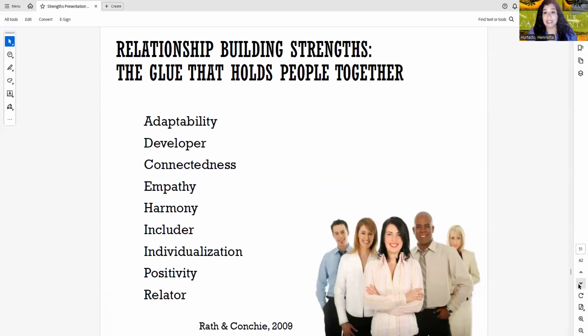Now we have the relationship building strengths, which is the glue that holds people together. You have adaptability, developers, those with connectedness, empathy, harmony, includers, individualization, positivity, and relators. All these themes or people with these themes are actually under the relationship building category for the domains of leadership strengths.